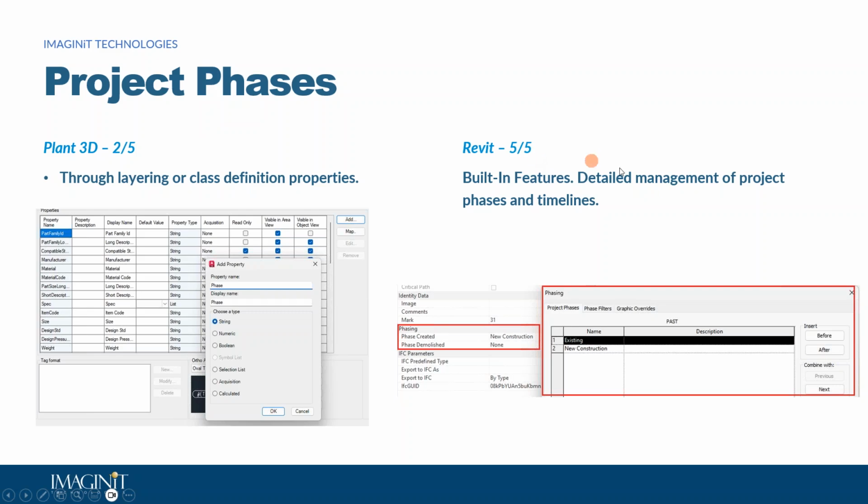In Revit, we gave it a 5 out of 5. Built-in features, detailed management of project phase and timelines. So in Revit, the elements that you select, the families, they have the phasing tab over here. And you can set what phase you want. So this is inside of Revit. And then over here, you can control how many phases you have. So for example, if an element is added to the demolition phase, then that would show as a dashed line if you're showing that particular phase.